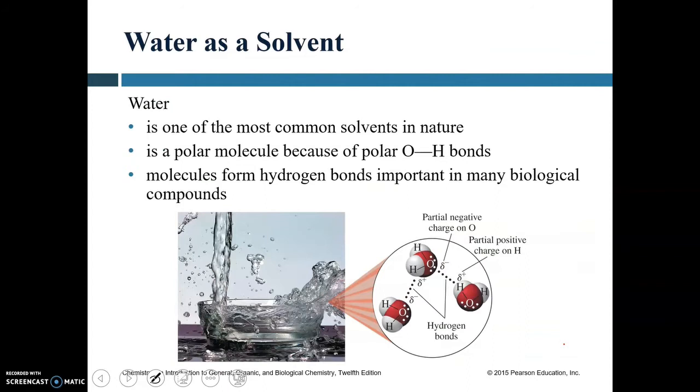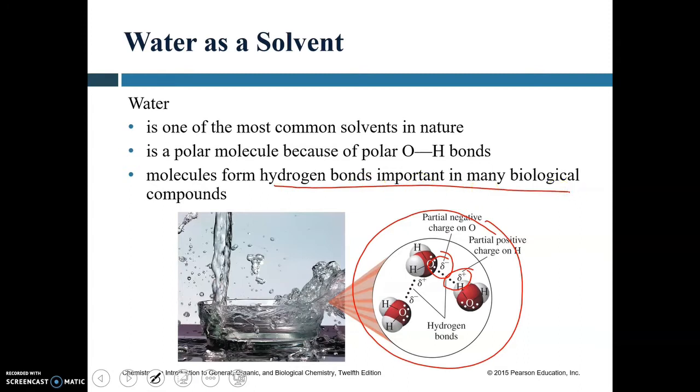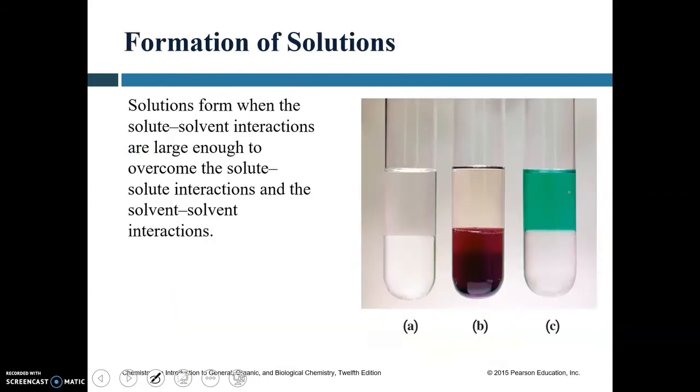One of the most common solvents in nature is water. It's a polar molecule because the oxygen-hydrogen bonds in water are polar, and the molecule represents a dipole. You can see it here in the picture with the partial positive charges on hydrogen and partial negative charges on oxygen. These partial charges form hydrogen bonds, which are critical for the proper structure of a variety of biological molecules.